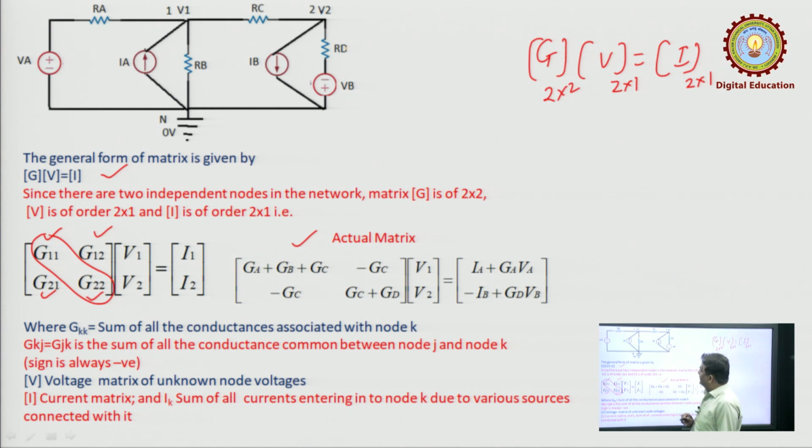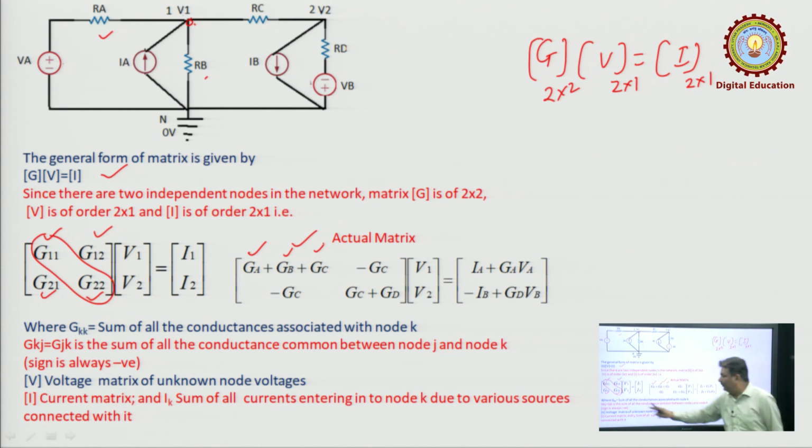Now, let us see how many conductances are connected with node 1. Node 1 is having 4 branches, but in this branch there is a current source, no conductance. So, conductance corresponding to RA is GA, conductance corresponding to RB is GB, conductance corresponding to RC is GC. So, the summation of all the conductances associated with node 1 is G11.